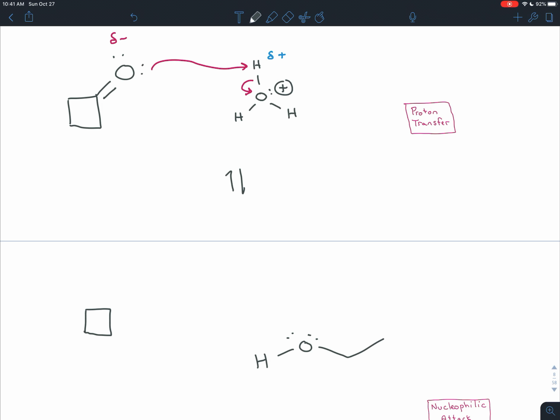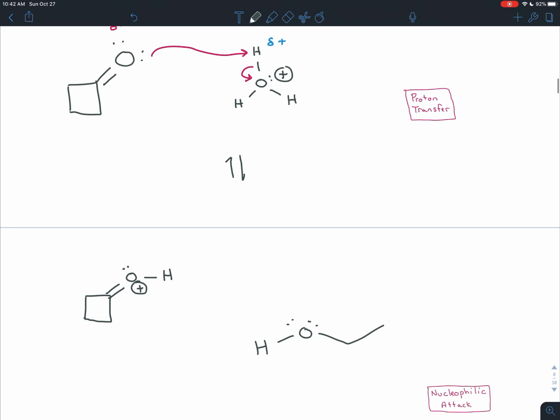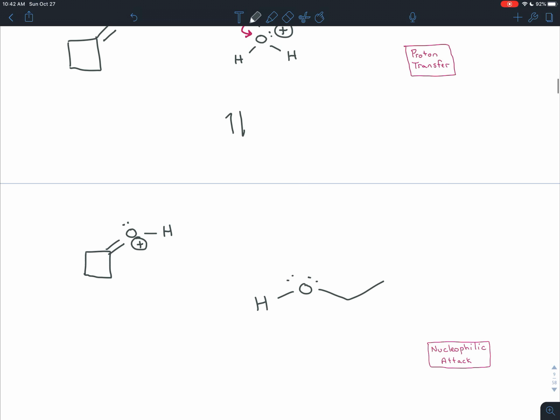Now after that first step, we're left with a structure that looks like this. So now we've turned what was a good electrophile into an amazing electrophile. The carbonyl carbon was slightly positive before, but now the oxygen, in addition to being very electronegative, has a positive charge that's pulling electrons towards it. And so the electrophile we have is very, very, very slightly positive, almost a full positive charge.